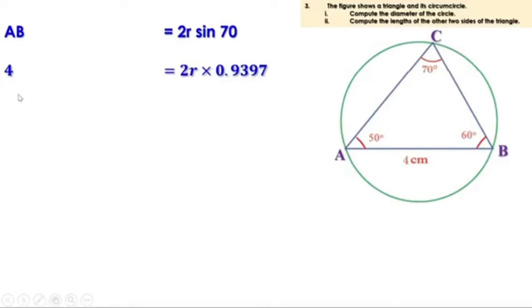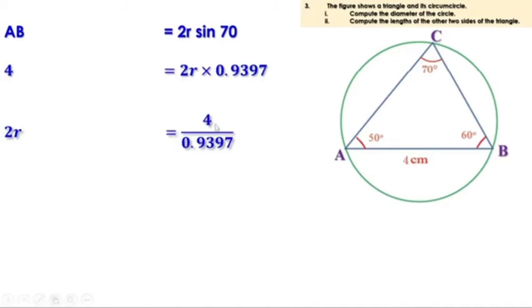That is, 2r is equal to 4 divided by 0.9397. For the division, convert that fraction into a number. How to convert the fraction into a number? When dividing decimal numbers, first convert the decimal numbers into normal numbers.